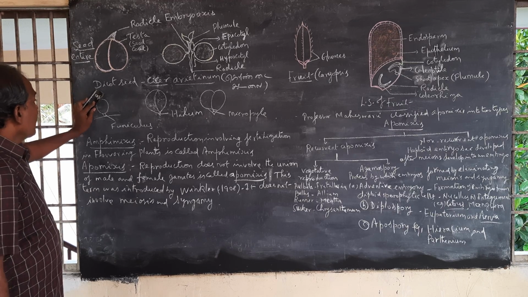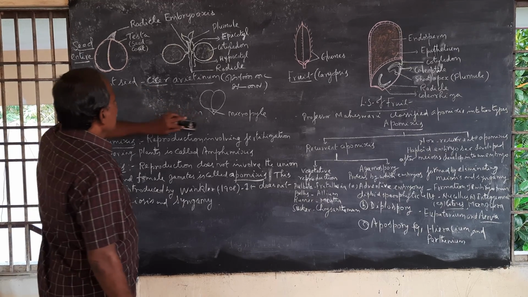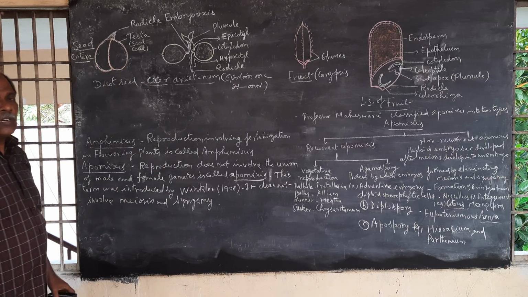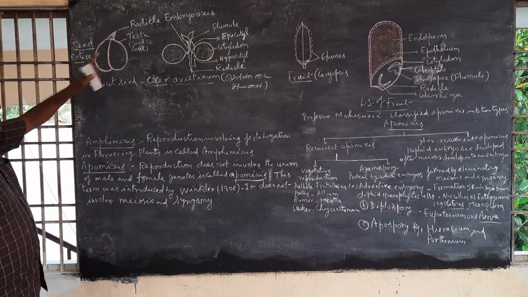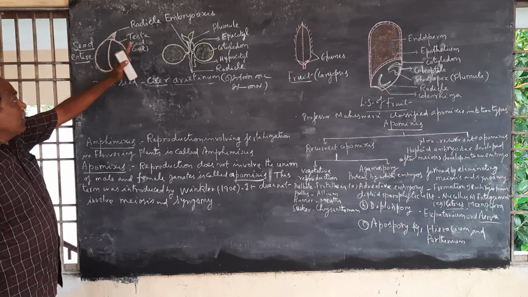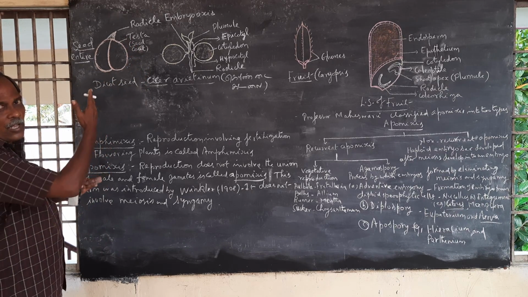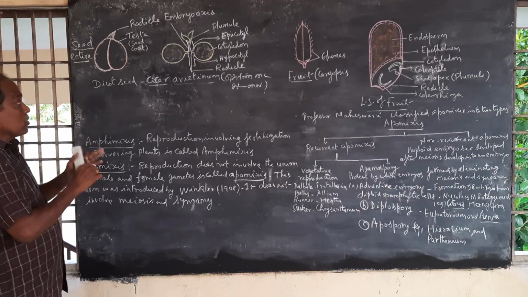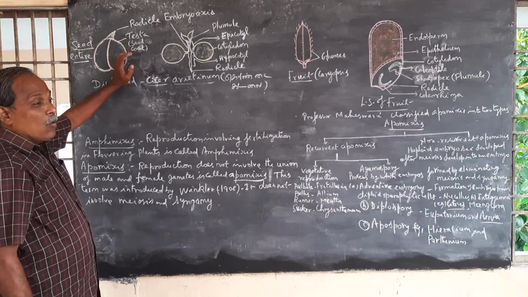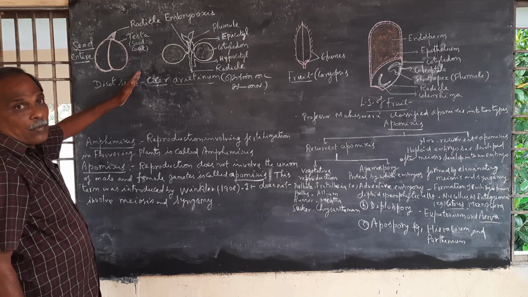The seed is protected by a two-layered seed coat. The outer seed coat is called testa. The inner seed coat is called tegmen. The testa and tegmen are fused here, they are just fused. Testa is brown colored. That's the testa. Below that you get tegmen.